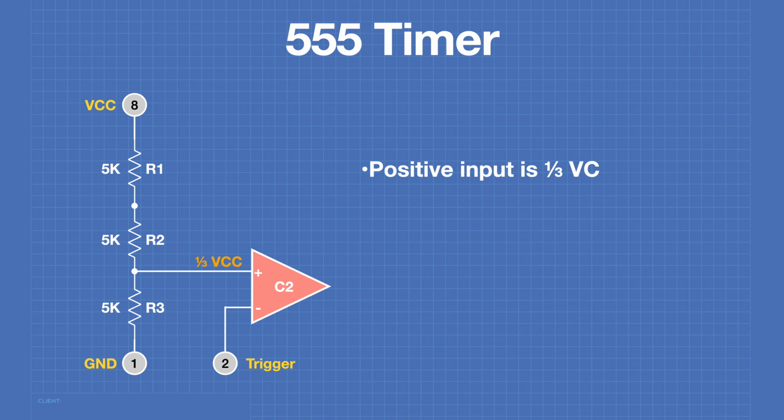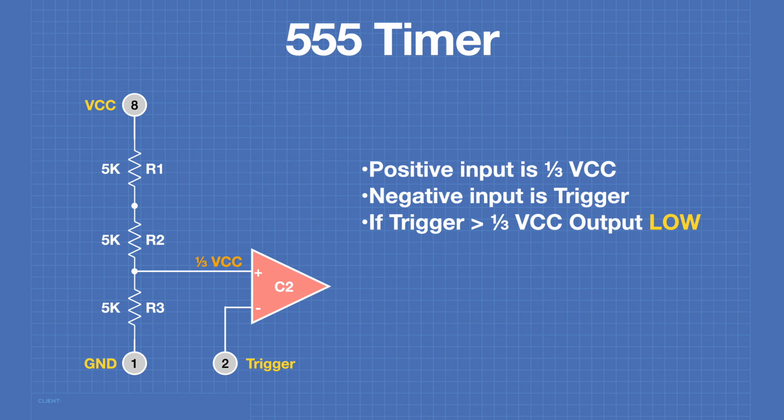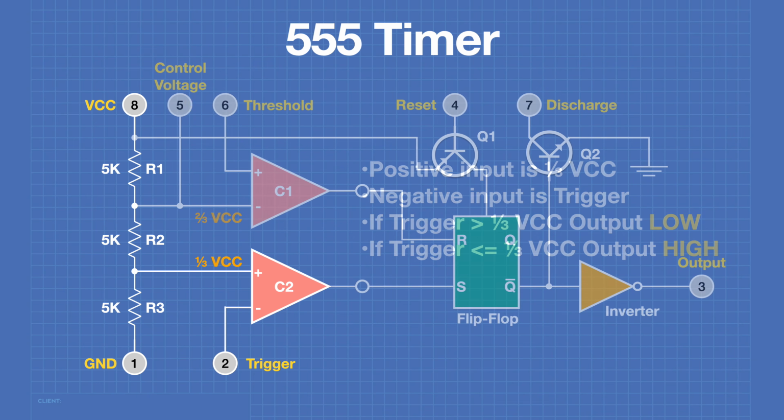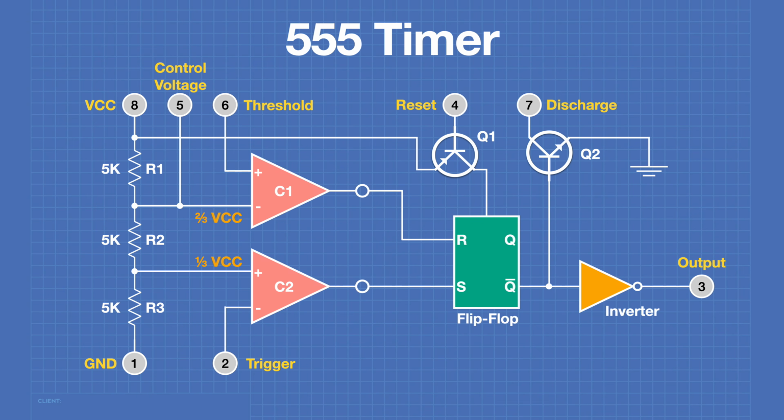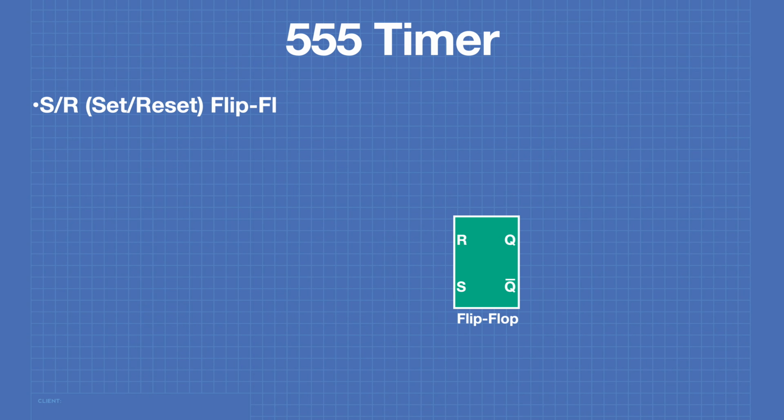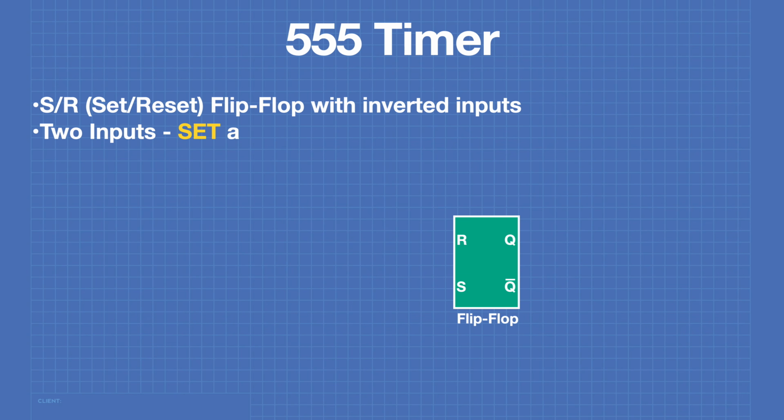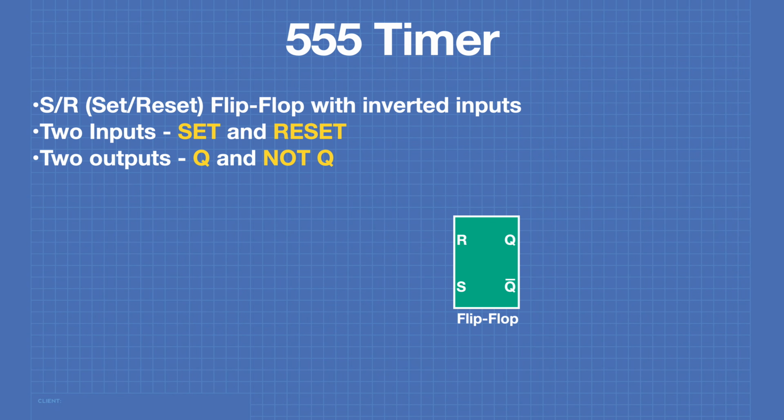On comparator 2, the positive input is 1/3 of VCC. The negative input is wired to the trigger pin on pin 2. If the trigger is greater than 1/3 of VCC, then the output will be low. And if the trigger is less than or equal to 1/3 of VCC, then the output of comparator 2 will be high. The two comparator outputs are inverted and are sent to an SR flip-flop. An SR flip-flop has two inputs, a set and a reset input. It also has two outputs labeled as Q and not Q.